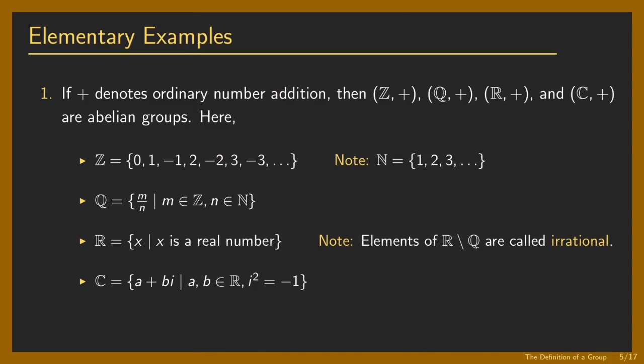The first example is this. If the symbol plus denotes the ordinary number addition, the following number sets form abelian groups. First, the set Z of integers. Why? Because first of all, the operation addition, when you add two integers, the result is an integer.